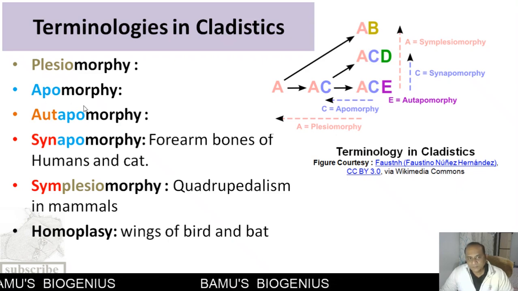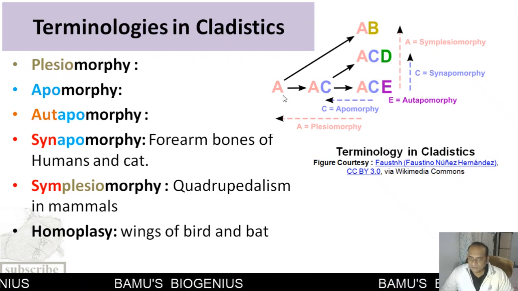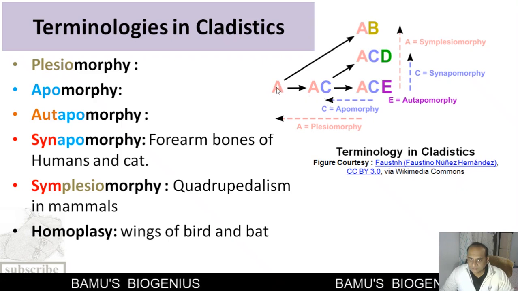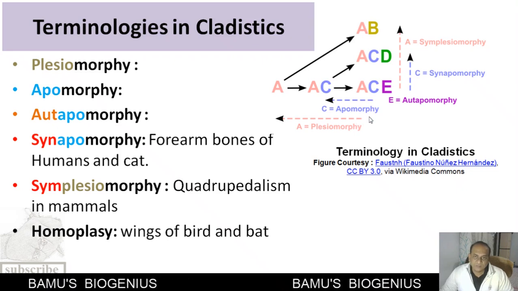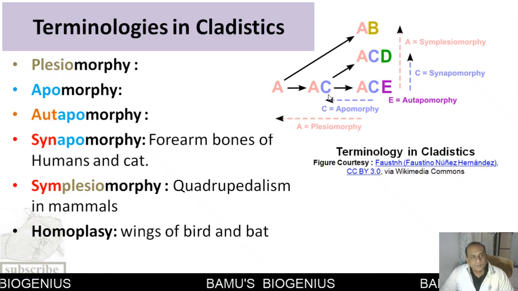Now apomorphic. Apo means derived, so a derived character is an apomorphic character. Here in this original taxon, this AC taxon is derived from the original taxon. Now this C is an apomorphic character because it is newly formed. That's why a derived character is called an apomorphic character.